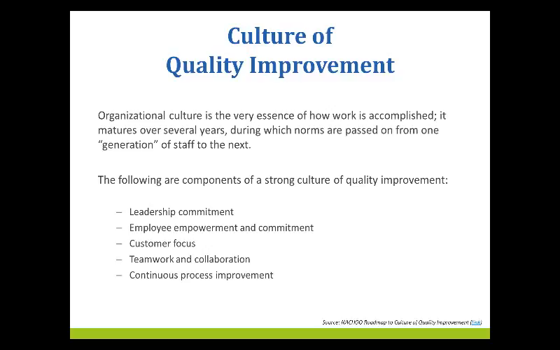The following are components of a strong culture of quality improvement. Leadership commitment. Leadership commitment is vital for the success and sustainability of a culture of quality. Employee empowerment and commitment. Leadership should empower staff to infuse quality improvement into their daily work by ensuring they have the necessary awareness, knowledge, skills, resources, and support.